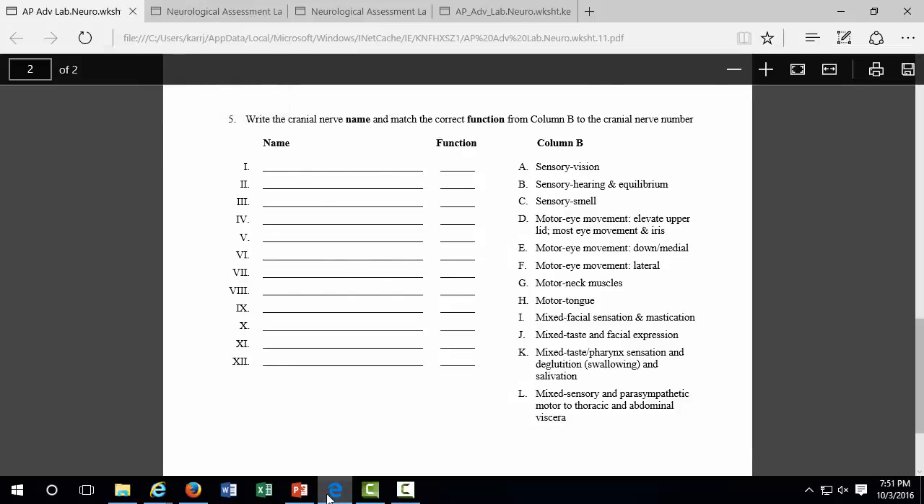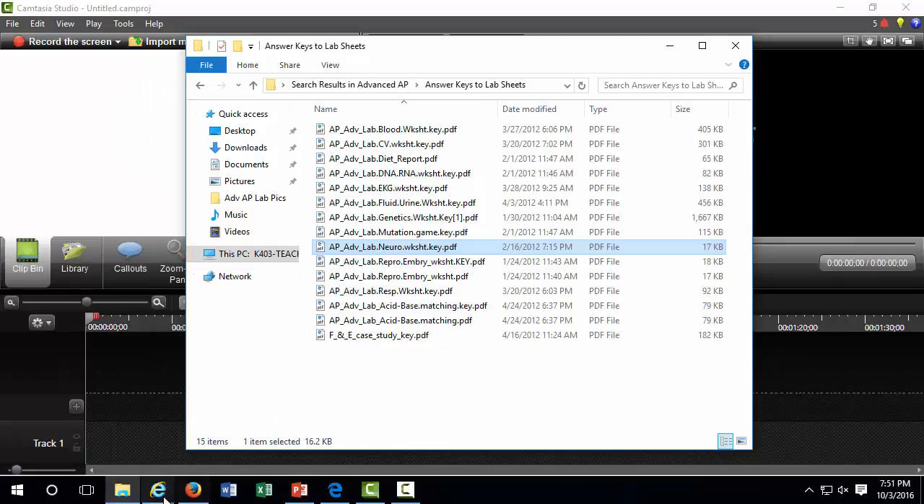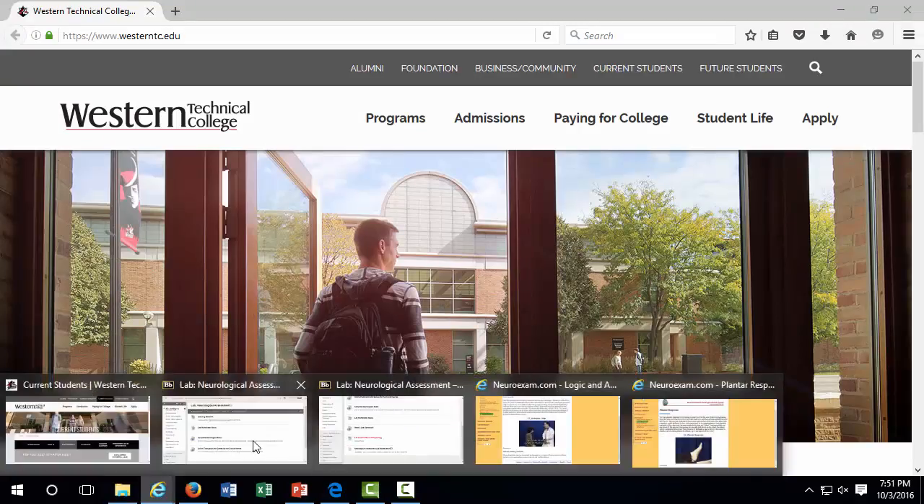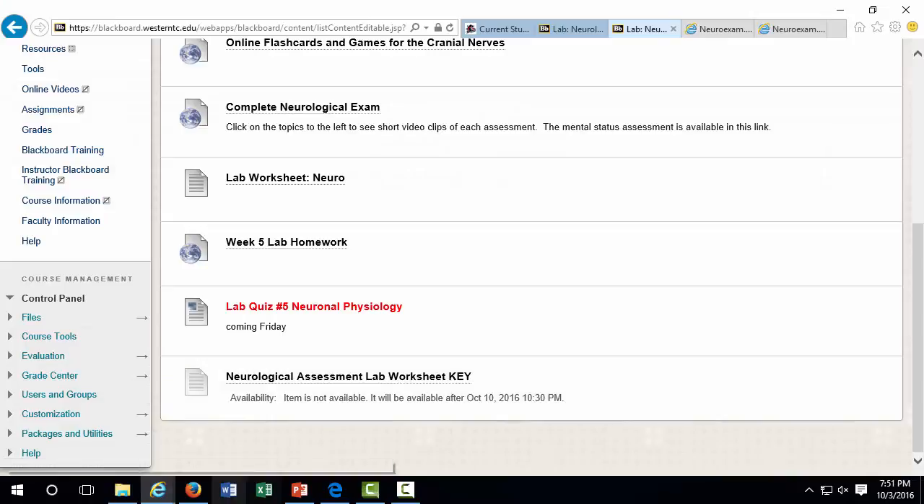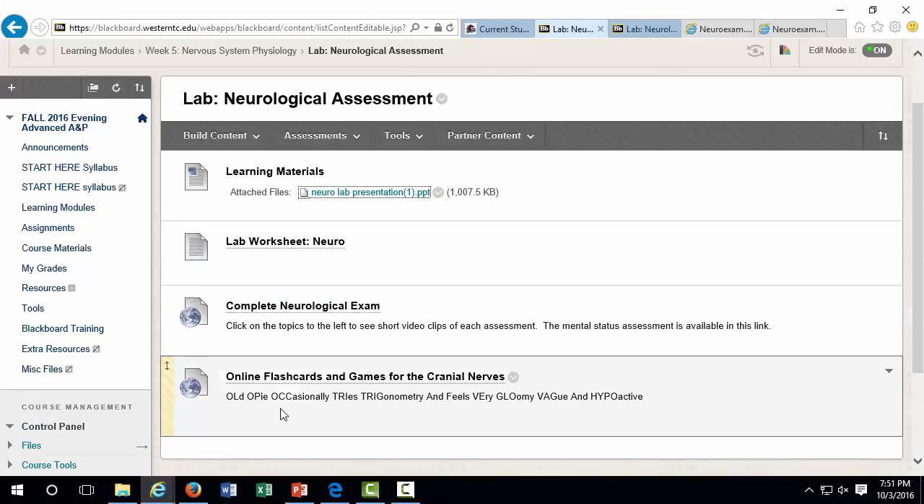But I do want to draw your attention again to what I put on Blackboard here for you. And that's the online flashcards and games for the cranial nerves. And then I put that mnemonic there too. So make sure you take a look at that and use that to learn those cranial nerves. Because you'll need to know them again when you get into your programs, depending what program you're going into. But for nursing, I know we look at the cranial nerves and it'll help you get over the hurdle of learning all those.